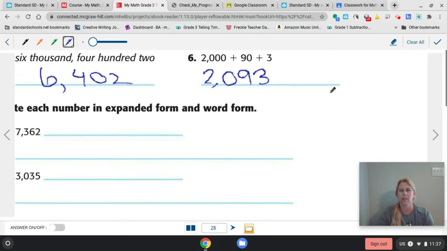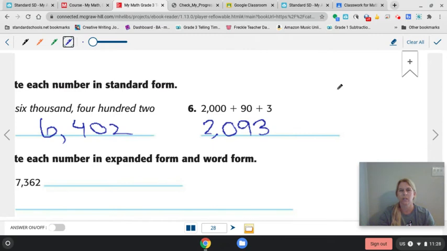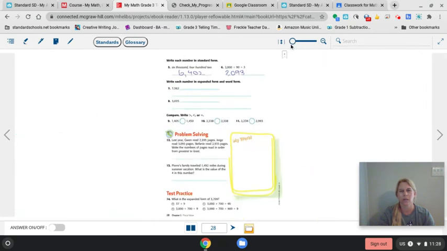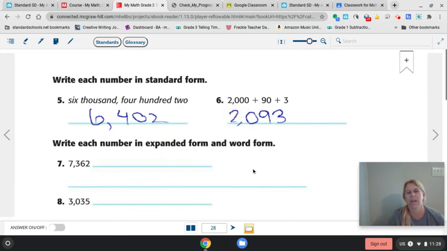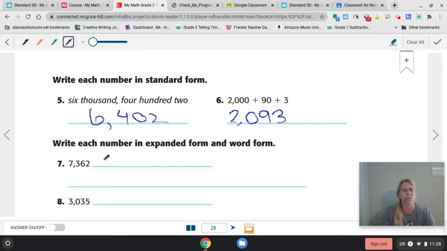Now down below here, let me try to make this a little bit smaller because the page is really big. Now we're going to write each number in expanded form and word form. Remember, expanded form is drawing the number out and word form is using words. So in 7,362, how many thousands would we have? Think about that. We have 7,000.